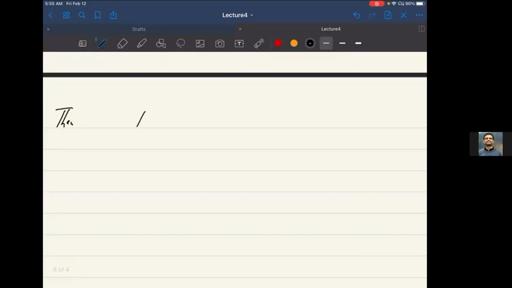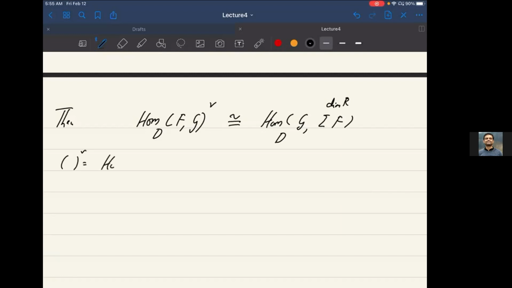So Homs, this is Homs in the derived category, and check. This is the same as, and here D is the dimension of the ring, so it's shifted by D, where check means mapping into the injective hull, which is analogous to vector space duality. I'll get back to that point in a second.